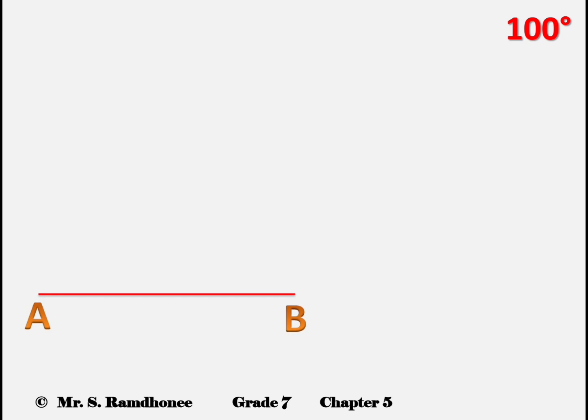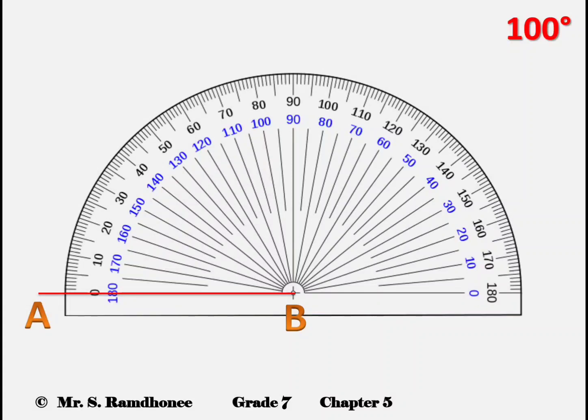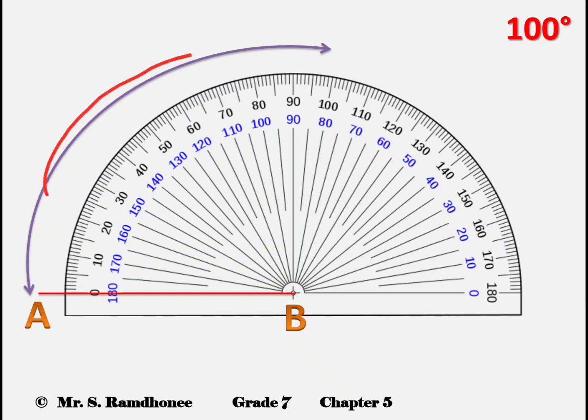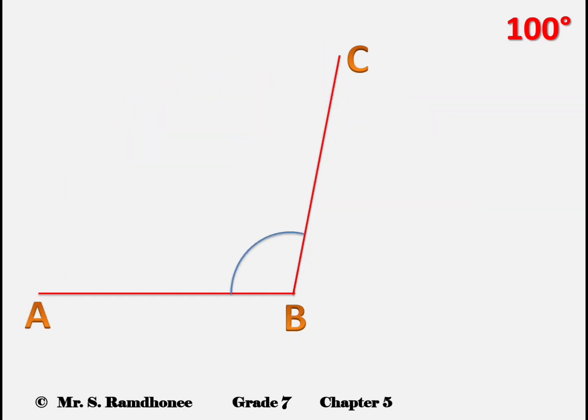Let us have a look at the next example. In this one, we have 100 degrees, and we place our protractor in this way after drawing our line, and then again we start from 0 and we move from left to right. We locate 100 degrees, we put a dot, and then we join the line up to it, and this would be point C, and it would be line BC. The angle will be 100.